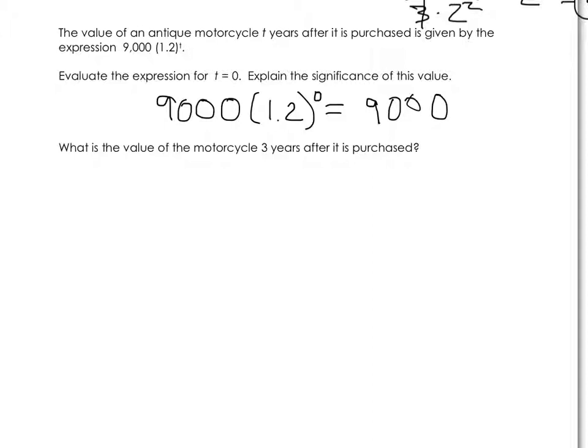T is 0, T is time. Time is 0. That means you just bought the motorcycle. Explain the significance of $9,000. That's how much you paid for it. You paid $9,000, or that's how much it was worth.